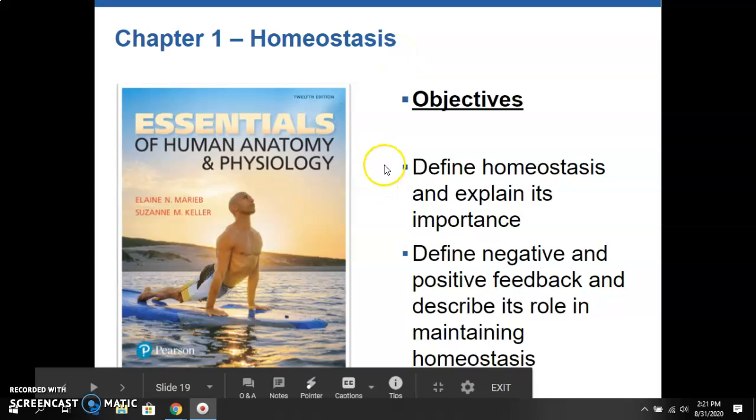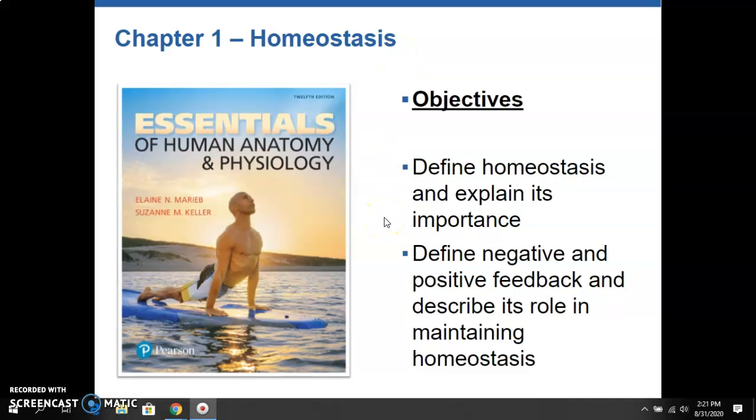Today we're going to talk about homeostasis. On the next slide we'll define homeostasis. We'll also explain its importance. In a couple slides we're going to talk about what are called negative and positive feedback loops. We'll talk about their roles in maintaining homeostasis in the human body.